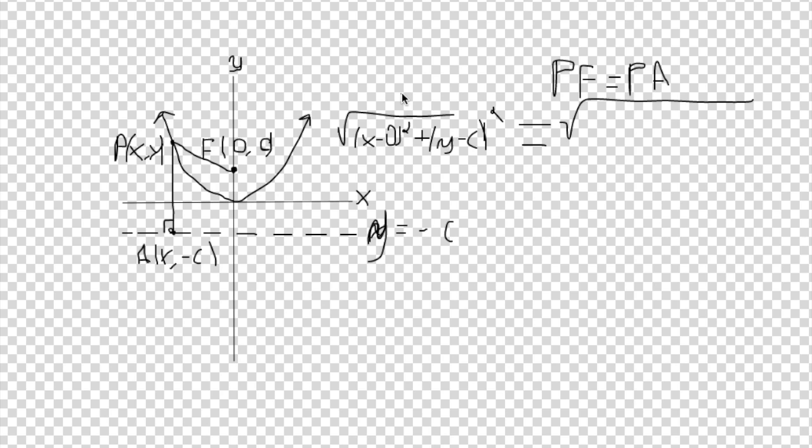It's pretty simplistic. And then for PA, we just have to do the same exact thing. Hopefully you've already realized what we have to do by now. So we're going to have the square root of x minus x squared plus y plus c squared. Easy. Again, if you look, x minus x, y minus negative c is y plus c. So that's how we got that.